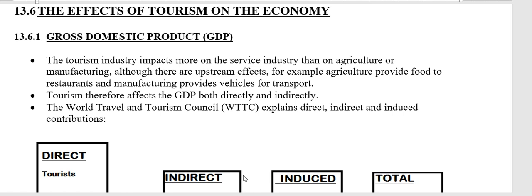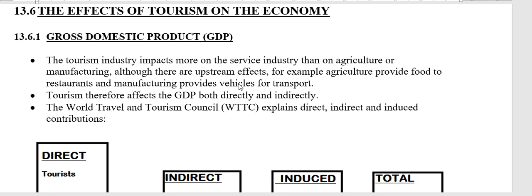Okay, now you'll think back to one of the previous lessons where I said that the tourist industry is basically service-based. It is a service industry. So obviously the tourist industry is going to impact more on the service industry than, for example, agricultural manufacturing. All right, but although we did say that tourism is a very wide activity.